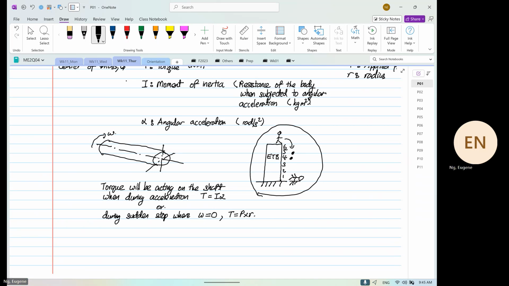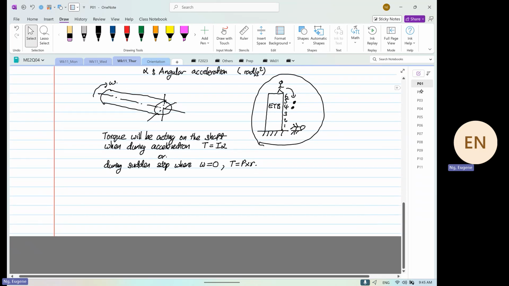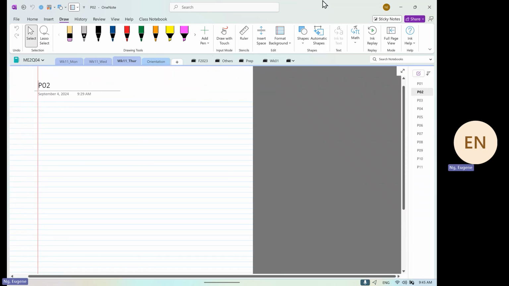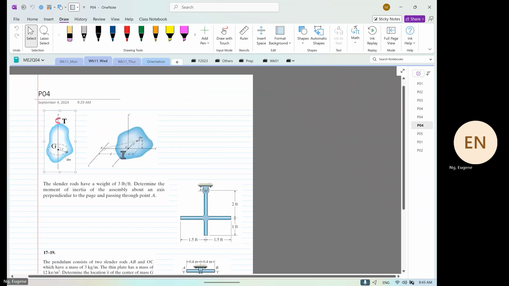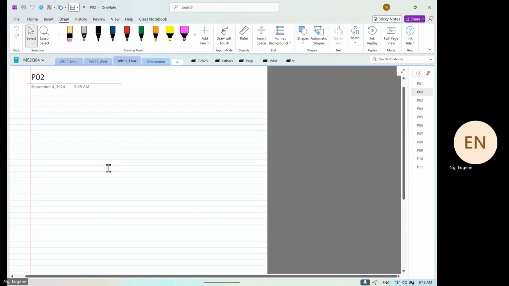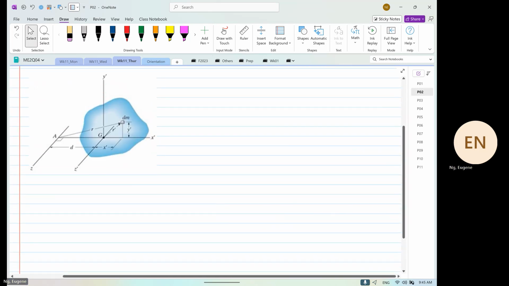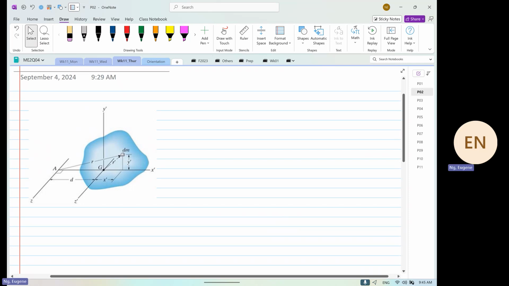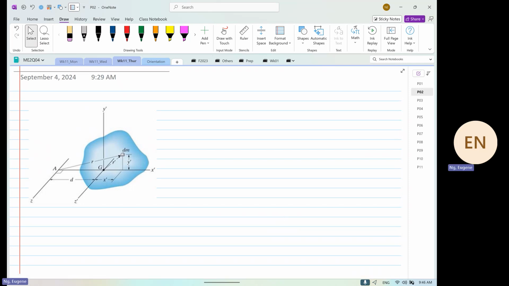Now, the next thing that we're going to look at, I need you all to draw up this diagram. So this is with reference to the diagram over here. When looking at this diagram, G again is the center of gravity.